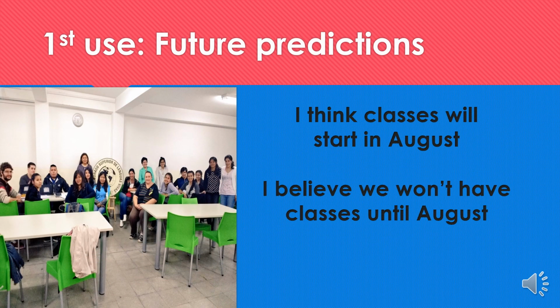Another example, future predictions. Nobody knows when classes will start again. So I think classes will start in August. Or I believe we won't have classes until August. We don't know. We are not sure. It's a future prediction based on speculation.